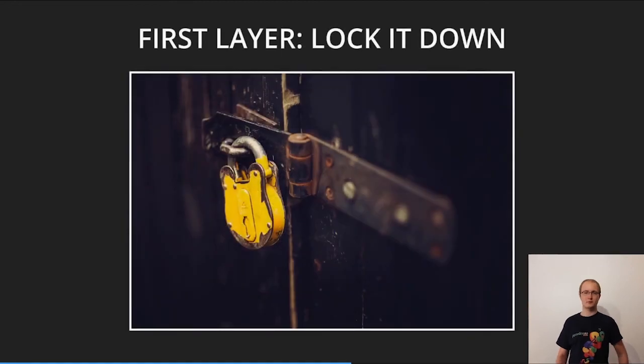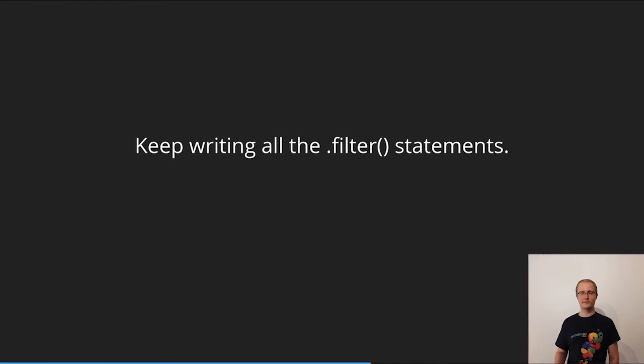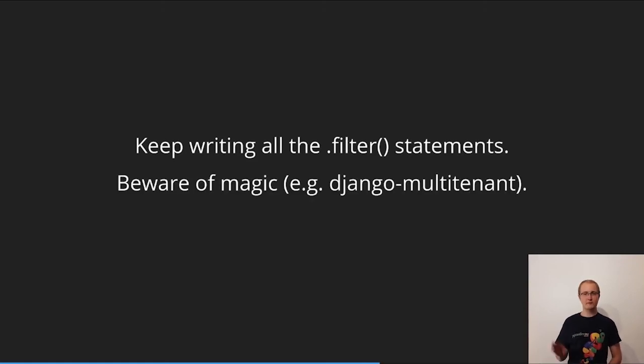The first layer of protection was to lock it down, or better, to keep locking it down. To this day, we're still writing all those filter statements I've talked about. We're still overriding those things on every list view and every model form and every serializer and so on to make sure that it's very explicitly in our code base which client we are talking about, and which objects we want to fetch from the database. I'm not a fan of magic.